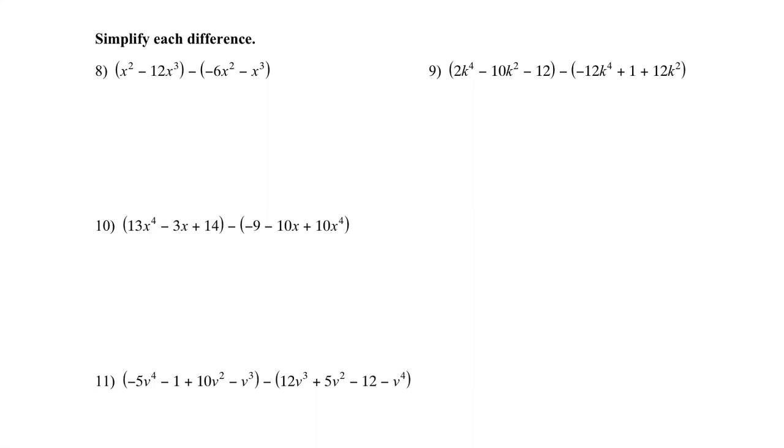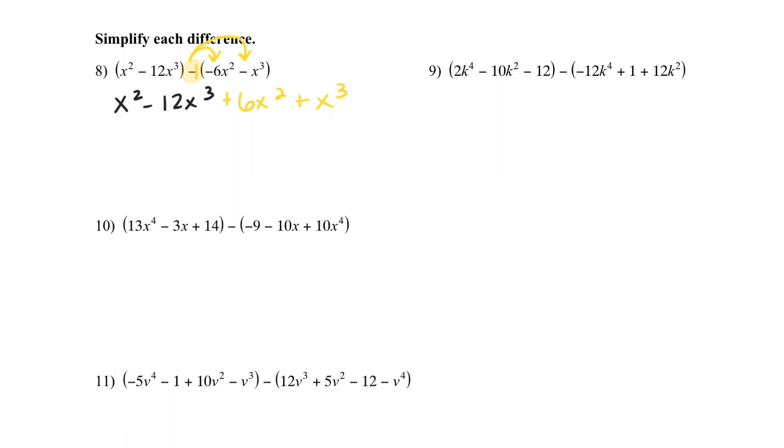When we are doing subtraction, we have to pay attention to this negative sign. That negative means that I really have a -1 here, and I'm distributing it to each of the numbers inside the parenthesis. So I have x squared minus 12x cubed. That stays the same. But then I end up having to switch the signs inside the parenthesis. So this will become positive 6x squared plus x cubed.